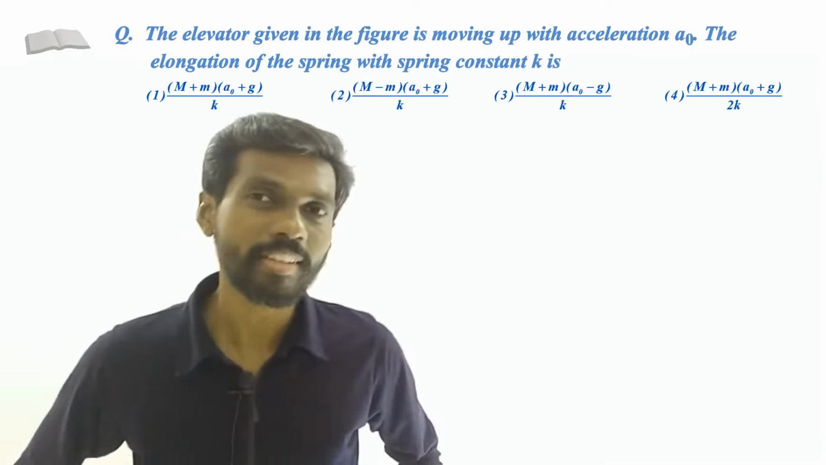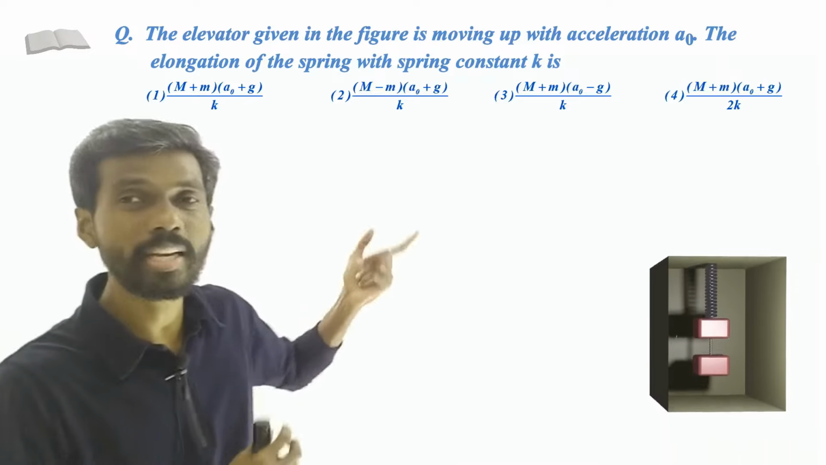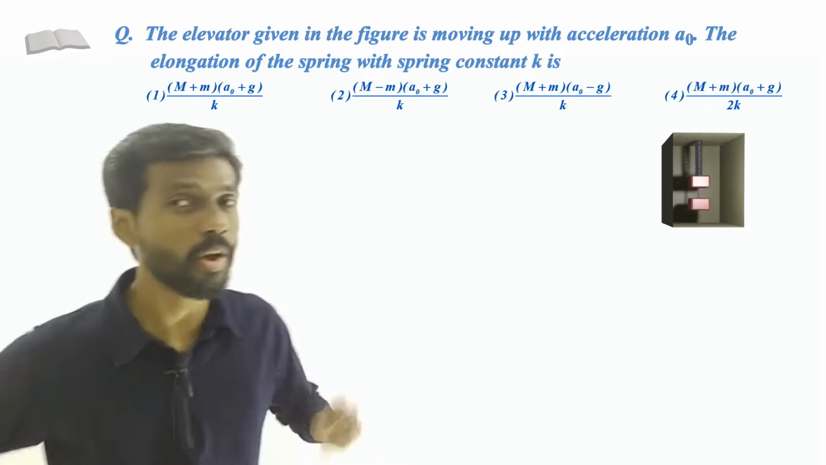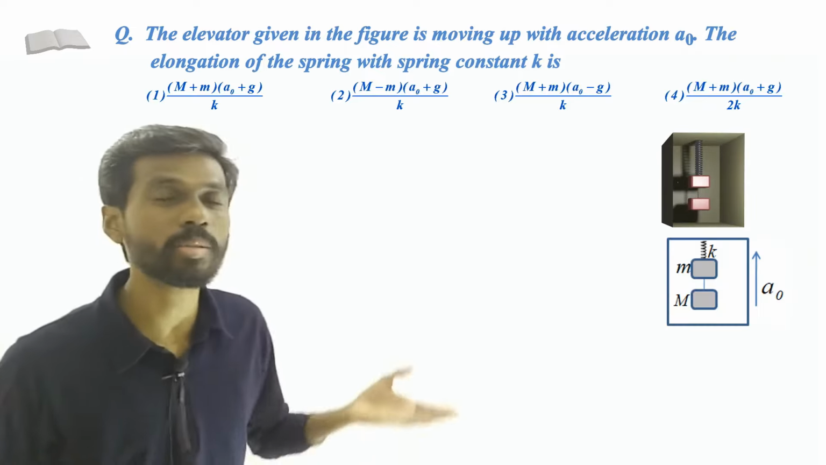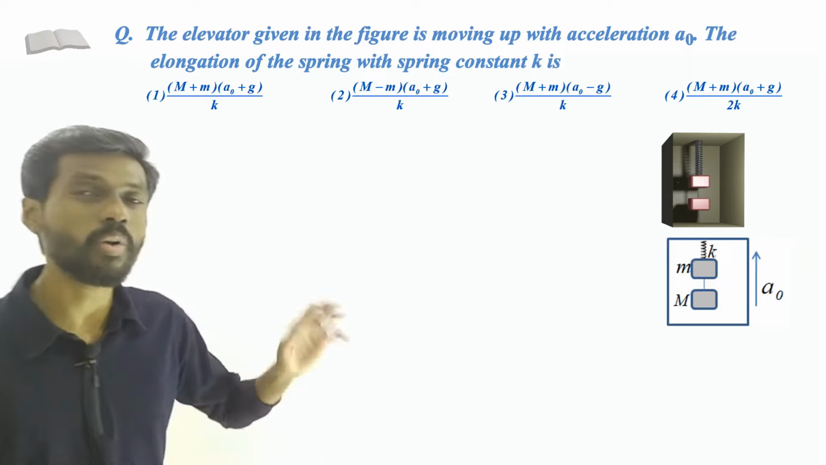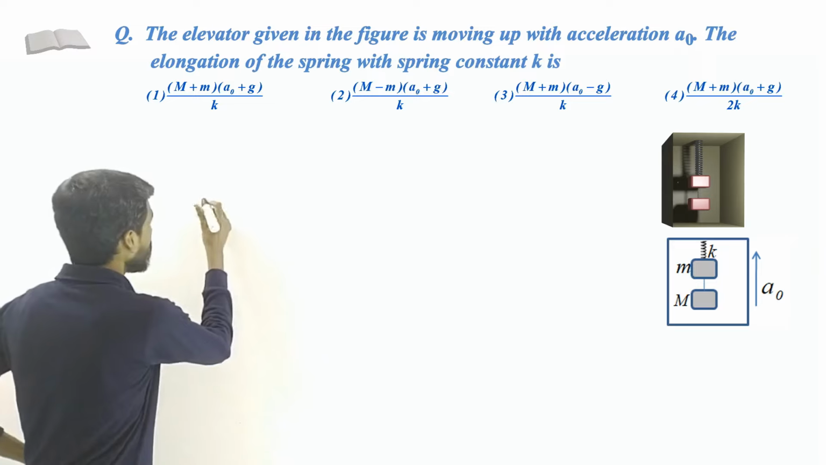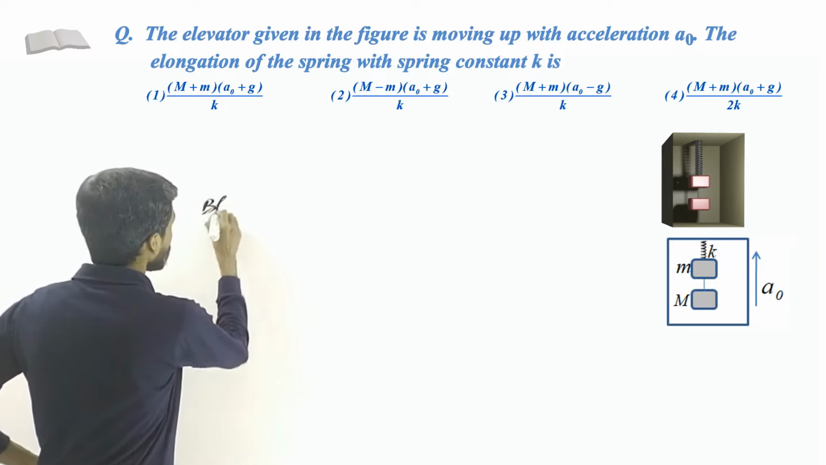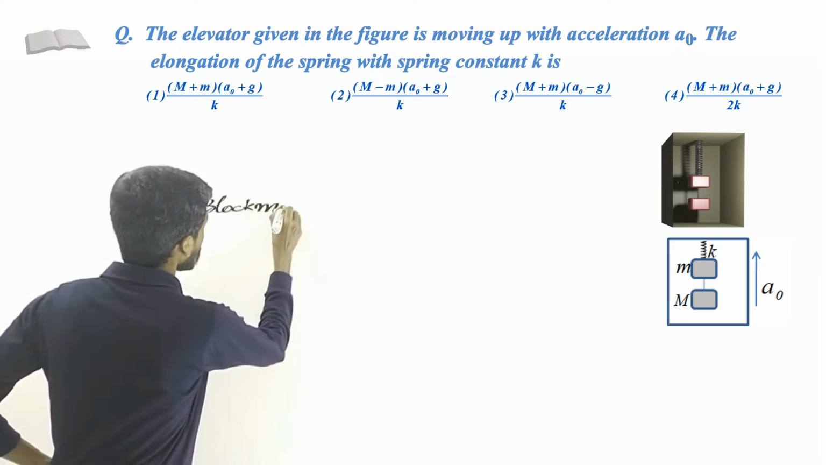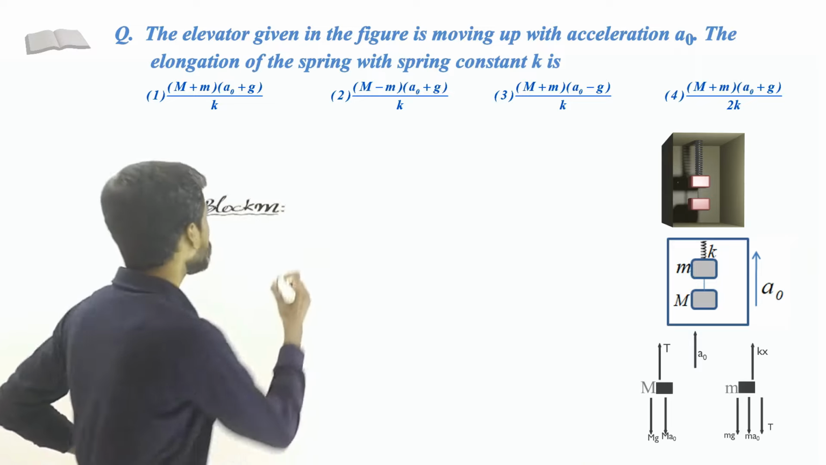Again, we have an elevator inside which we have two blocks connected by a string, and this upper block is connected to the ceiling by a spring. We have to find the elongation in the string when this elevator is moving up with acceleration a0. Alright, same thing, we have to consider all the forces acting on these two blocks. The first block, say M, this is the upper block. So what are the forces acting on this block? That is mg in the downward direction.